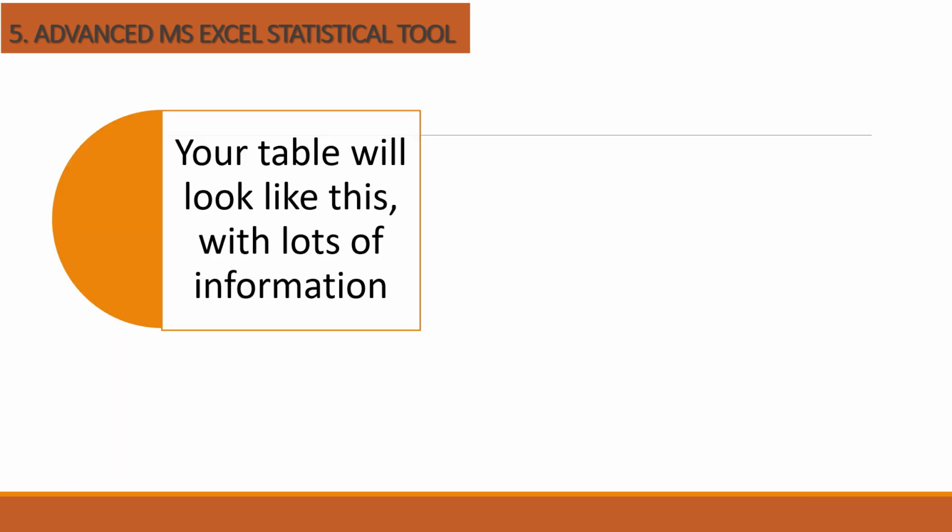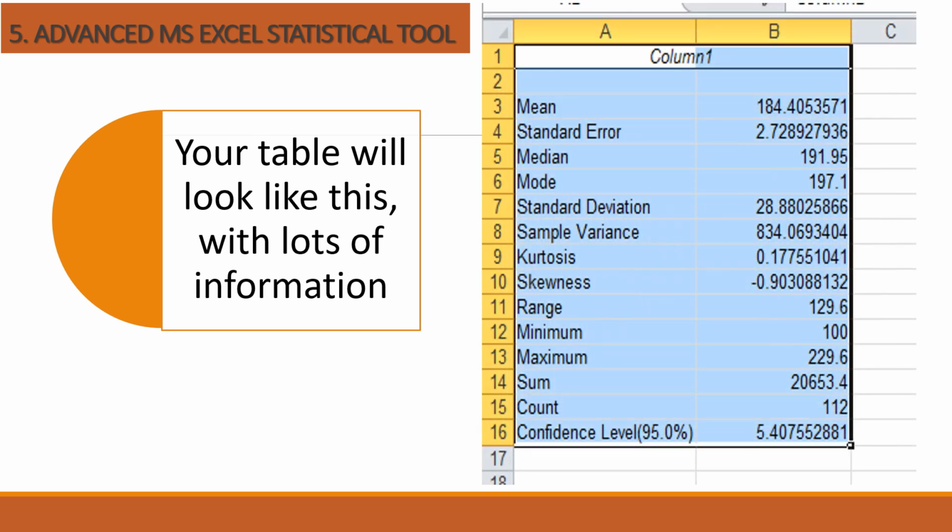So this is it. Once we select descriptive statistics and click OK, our table will look like this. With a lot of information, including the mean, standard error, and mode, it will calculate all the descriptive statistics for that particular column.